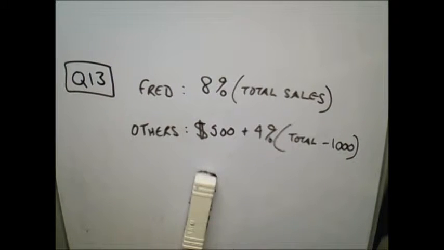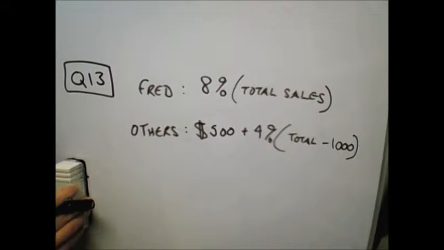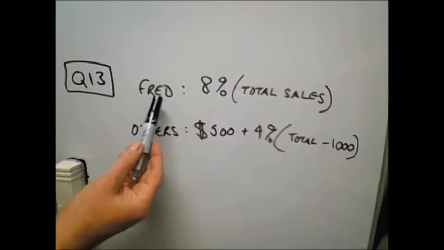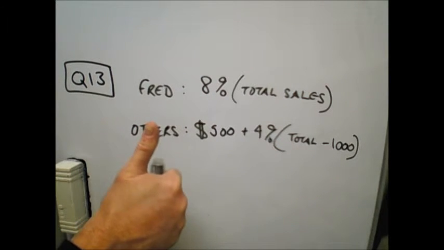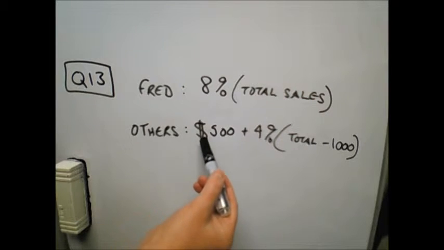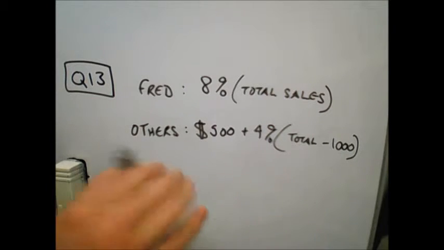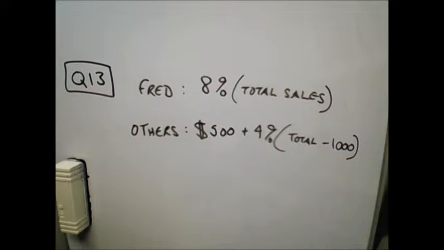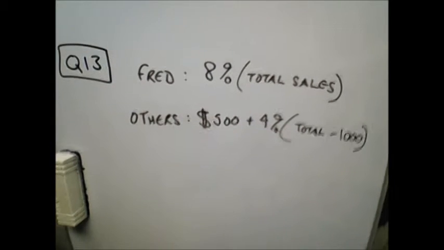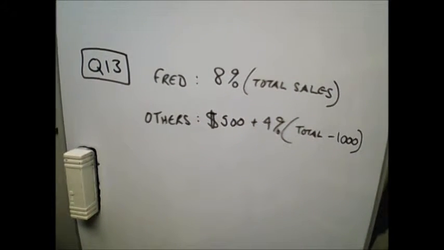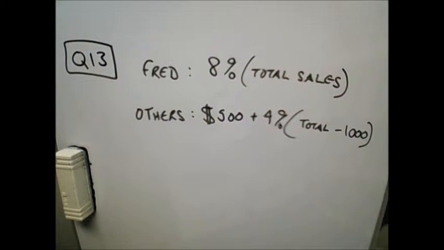Now, Fred is a superstar salesman. He gets 8% of his total sales. Good job, Fred. Okay. The others, not quite so confident. They get a $500 basic plus 4% of 1,000 less than their total sales. And this question is all going to be about, how much did they earn if they were to have sold the same as Fred?